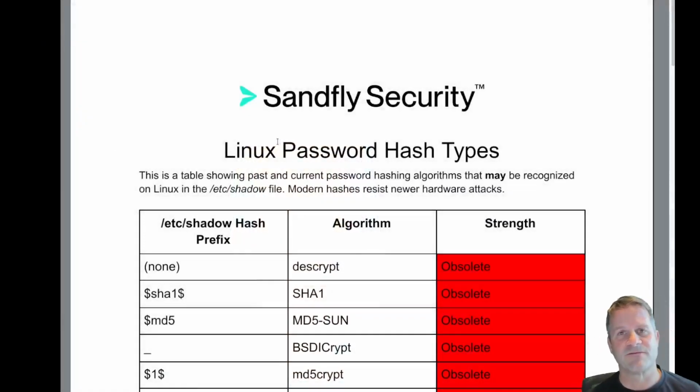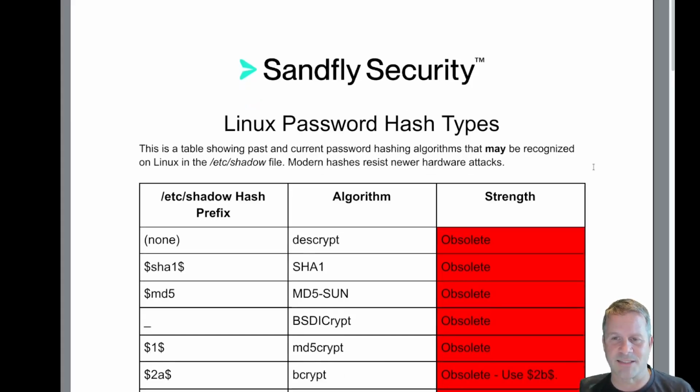So I put together a quick white paper that's available on our website that talks about some of the password hash types you might see on Linux and other Unix type operating systems, such as the BSDs, and a little bit of explanation about what they are and why you would not want to be using them, in terms of just labeling them as obsolete.